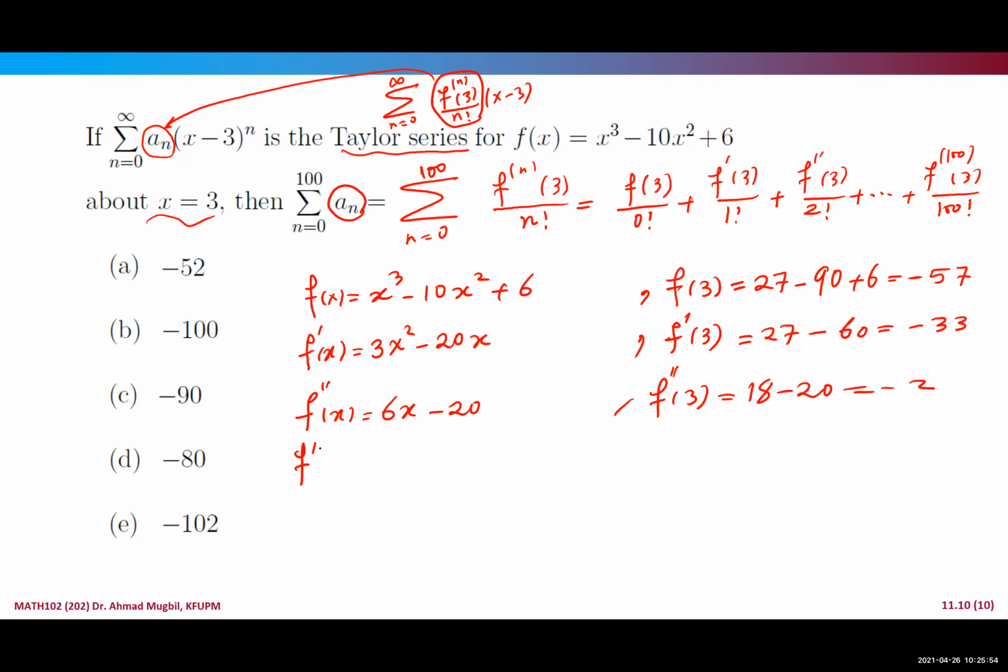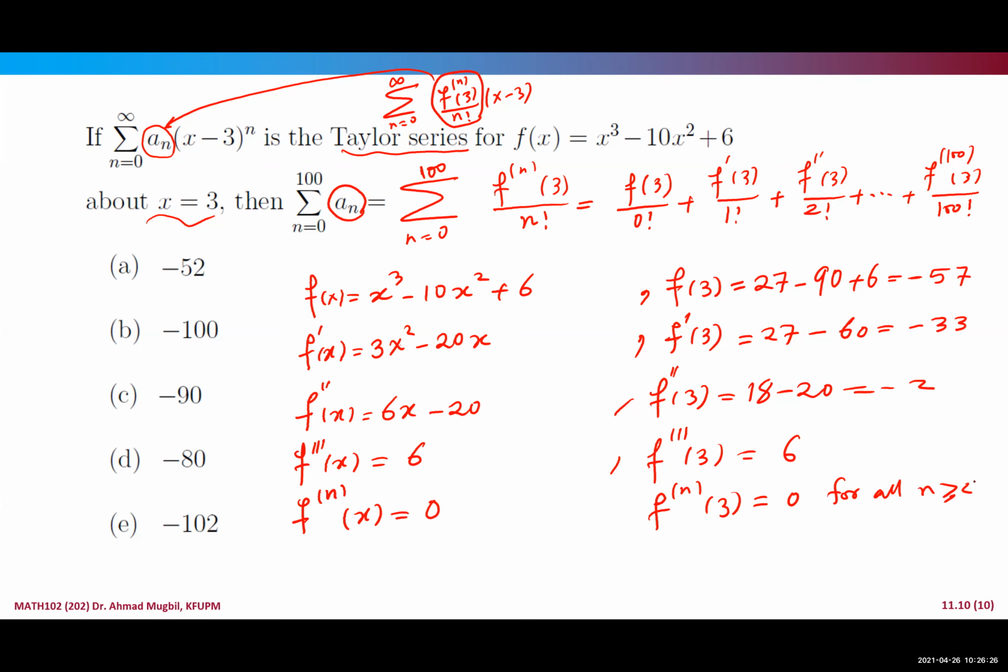The third derivative, which is what? 6. It is expected, guys. The third derivative at 3 equals 6. Now the fourth, what will the fourth derivative be? 0. And the fifth is 0. So we can now say that the nth derivative is 0, and the nth derivative at 3 is also 0 for all n greater than or equal to 4. Starting from the fourth derivative it will be 0.